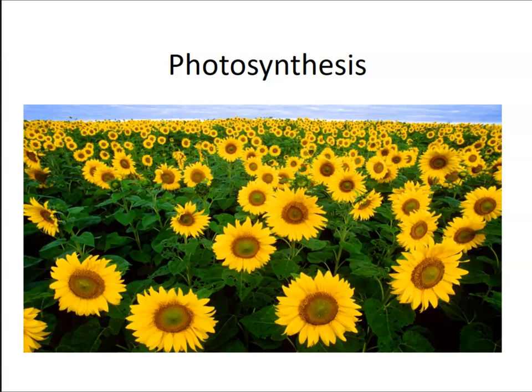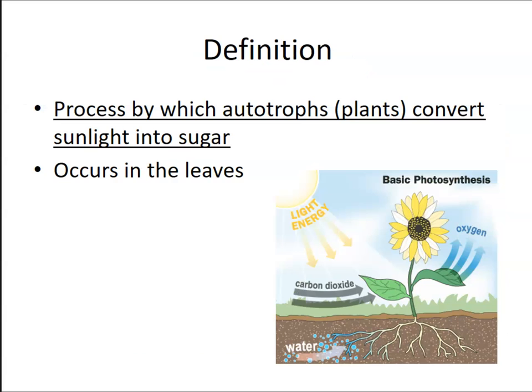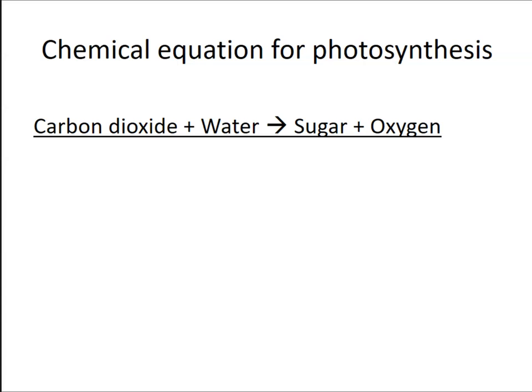Today's lesson is on photosynthesis. Photosynthesis is the process by which autotrophs, or plants in our case, convert sunlight into sugar. This occurs only in the leaves of the plants. The chemical equation for photosynthesis is this: carbon dioxide plus water is converted into sugar and oxygen.